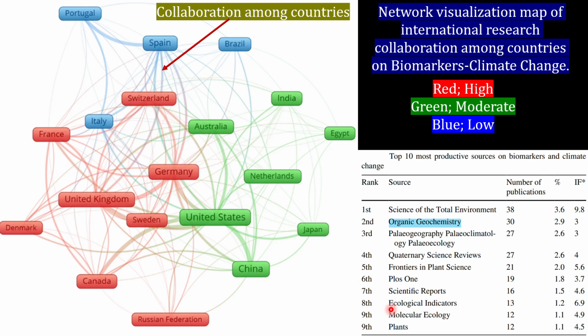So these are the various sources in which the biomarker is present and researched. For the geologist, organic geochemistry is the main source in which they research biomarker analysis and its relation with paleoclimatic changes.